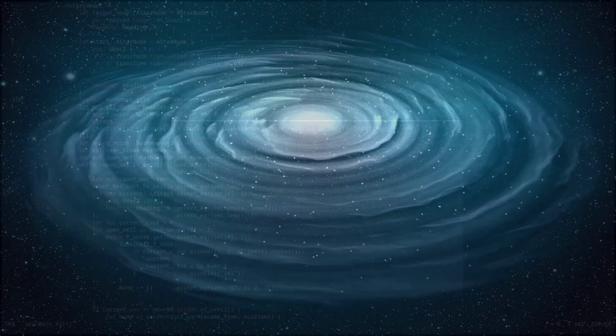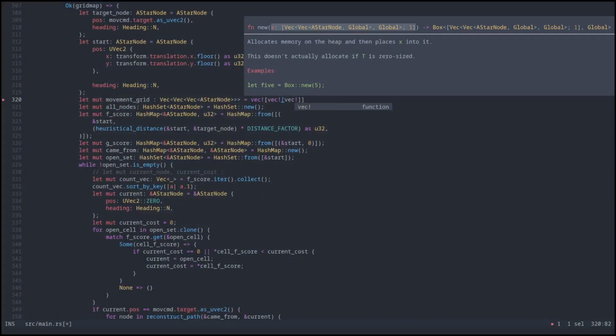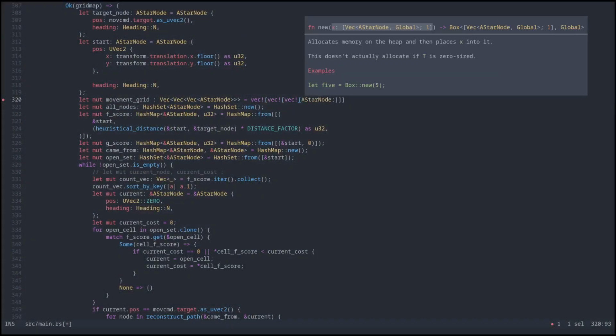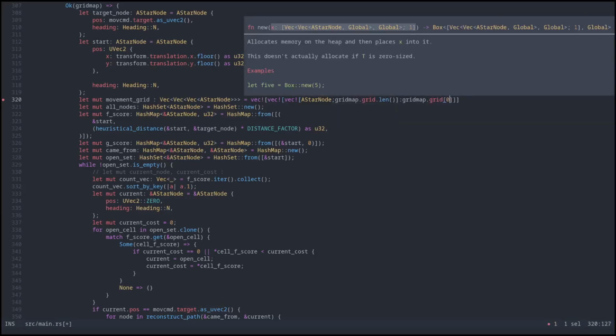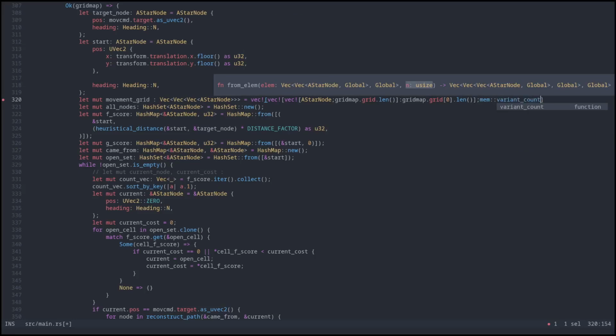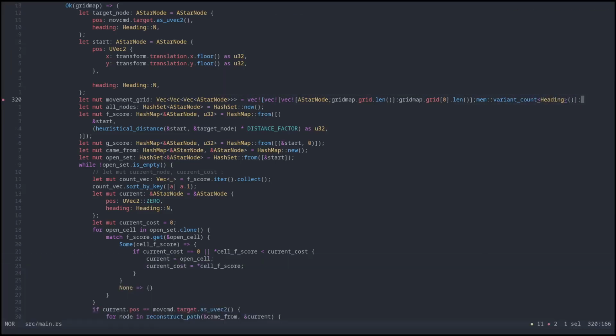One of my first solutions was to have a 3D vector with the XY coordinates and the heading as an enum translated into an integer as the indices. I adapted this and made the inner part of the 3D vector actually a hash map containing the heading as a key and the A star node as the value. This A star node contains information such as the shortest known distance to the current node and the heuristical distance to the target.